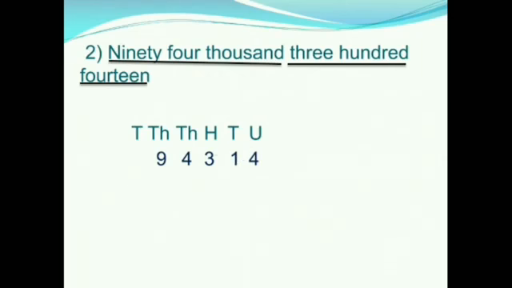Now we should put comma after each period. This means that the first comma is put after the hundreds digit. In the hundreds place, we have 3. So we will put comma after 3.